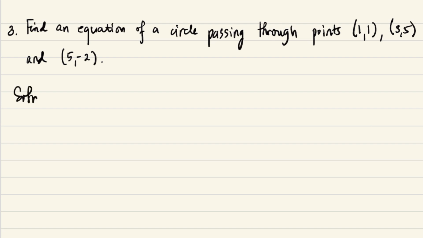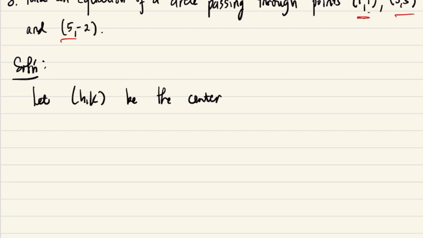So in order for us to solve that, remember that these points here are actually points on the circle. You don't know what the center is, but in this case, you would have to assume, let (h, k) be the center. If we are assuming that (h, k) is the center, then we can create systems of equations.